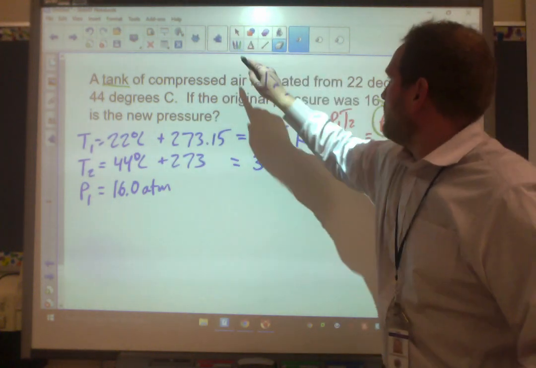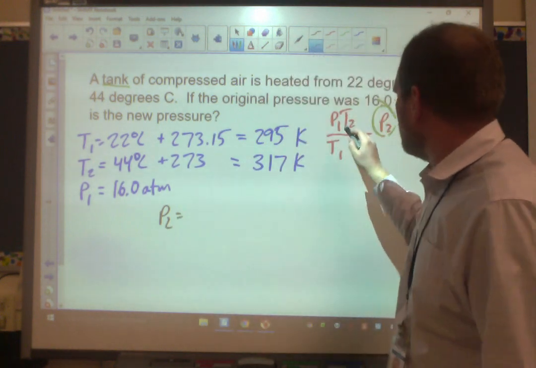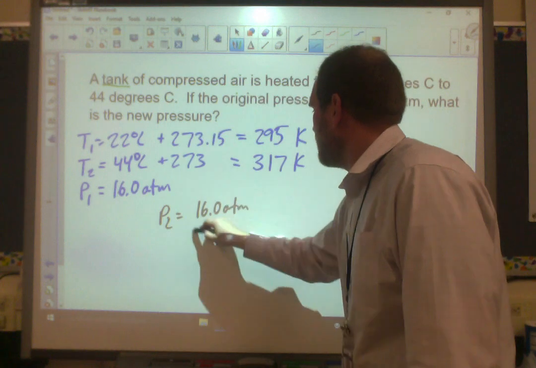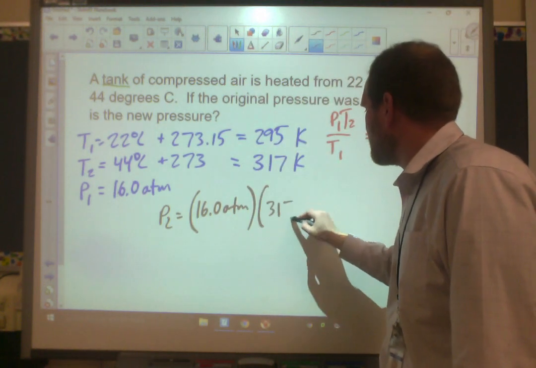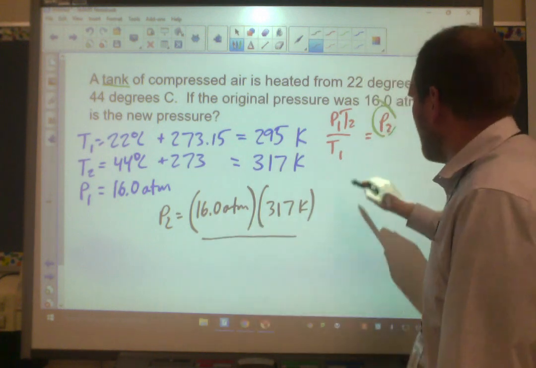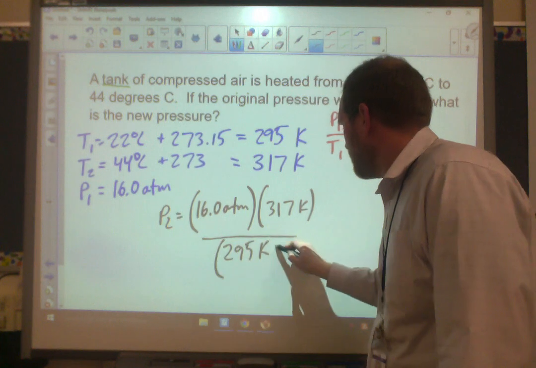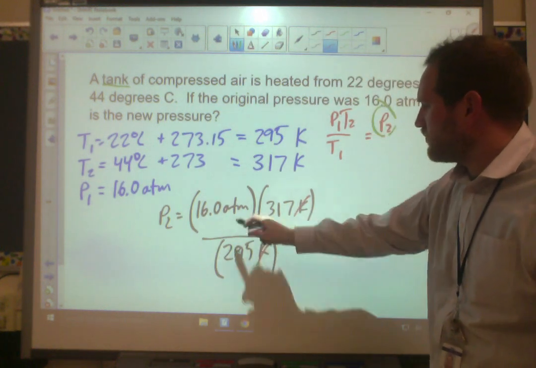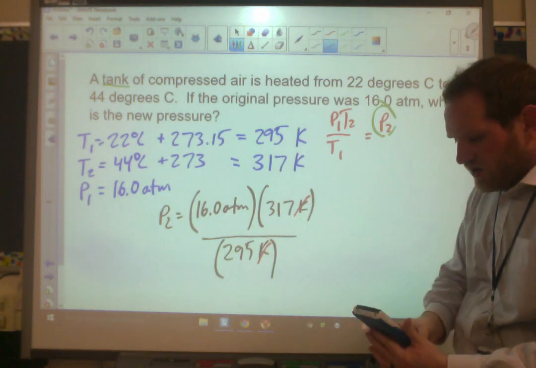All right, let's plug in what we have here. So P2 equals P1, which is 16.0 atm, times T2, which is 317 Kelvin, and we divide it by T1, which is 295 Kelvin. Let's look at our units. Kelvin cancels Kelvin. We're left with atm. Does that make sense? Yeah, we're looking for a new pressure.